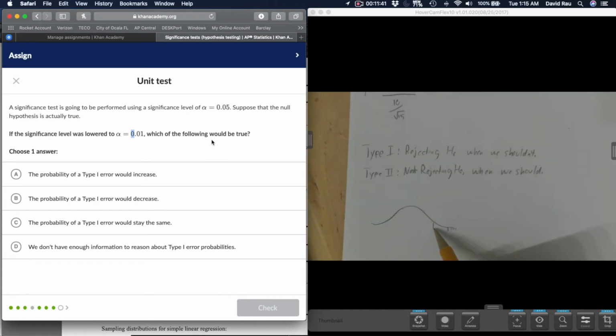All right, again, think about this. Alpha 0.05, you could reject it in all this space. Alpha 0.01, you only have this small little area where you're allowed to reject. So you're actually decreasing the probability of rejecting H0 when you shouldn't.